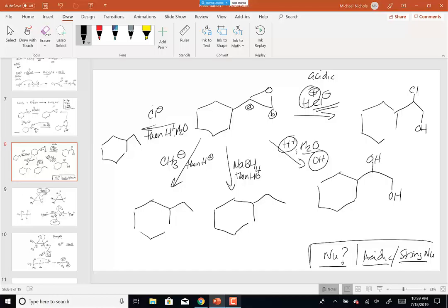Number three, acidic or strong nucleophile? Okay, strong nucleophile. NaBH4, what's my nucleophile? Sodium borohydride. H minus is my nucleophile. Where's my H minus? So this is not acidic. So where's my H minus going to end up? Carbon B, which is the least sterically hindered. Where's the OH going to be? On the other one.